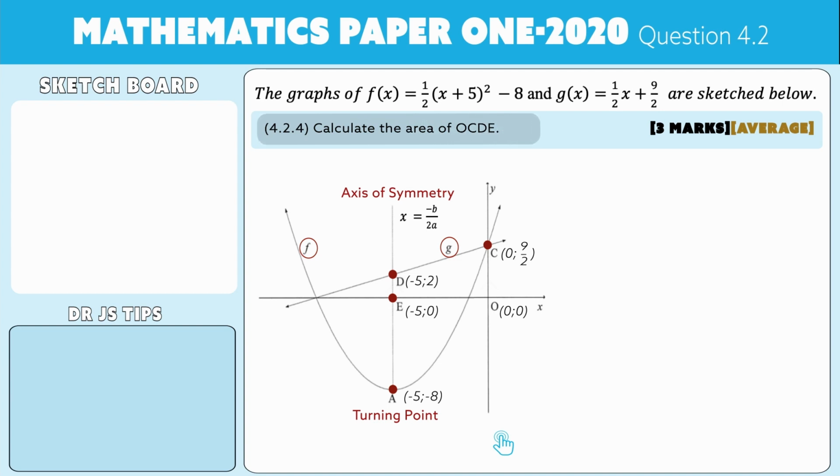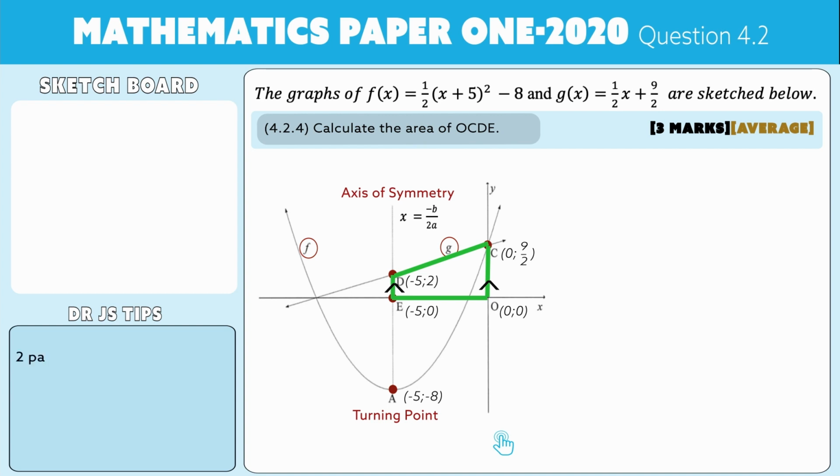Now, let me use the highlighter and let's have a look. Of OC, C to D, D to E, and clearly then back to O. Okay, now let's remind ourselves, folks. There are 2 parallel sides here. This axis of symmetry is parallel to the x-axis. So we have 2 parallel sides.